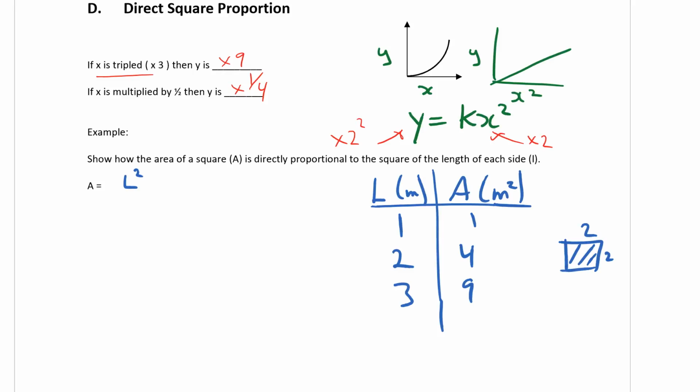To review here then, if I multiply this length times 3, look what happens to the area. It gets multiplied times 9. Okay, if I were to multiply the length times a half, then the area gets multiplied by a quarter.